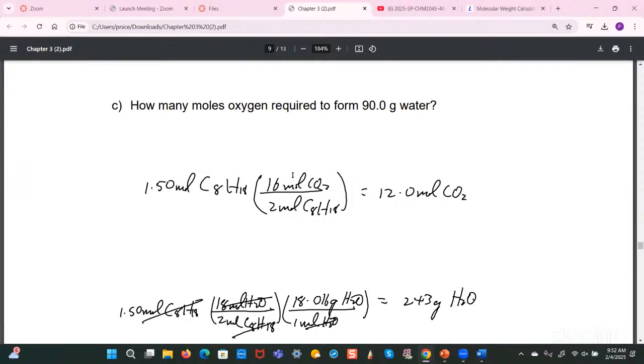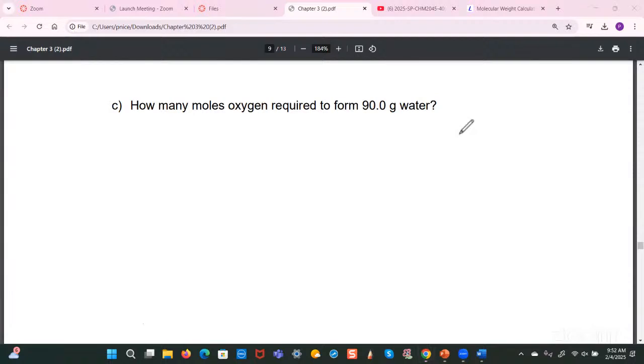Now the C part, let me clear this. How many moles of oxygen are required to form 90.0 grams of water? So we're starting with 90.0 grams of H2O, right? So what's the first thing you would do in this case?